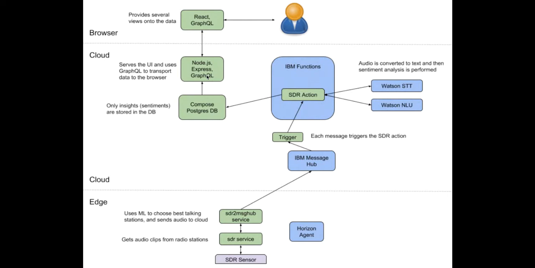It extracts audio clips out of those and then passes those clips up to the cloud. And once they get up to the cloud, those audio clips are turned into text using Watson speech to text. And then the Watson natural language understanding service is applied to determine sentiment on the words in the text. And then that information is saved into a database, and then there's a web UI that helps visualize what was done, what was discovered. So let's get started.